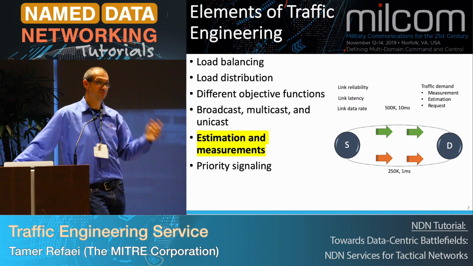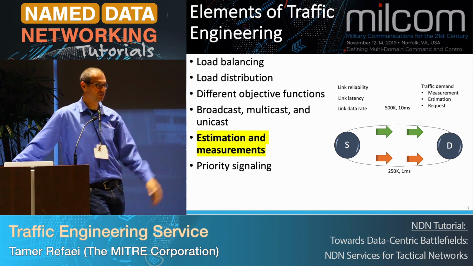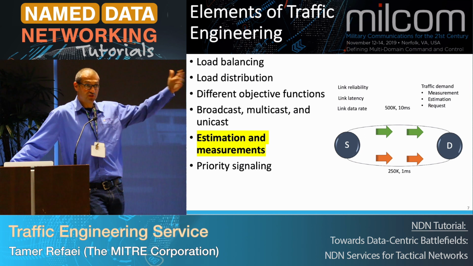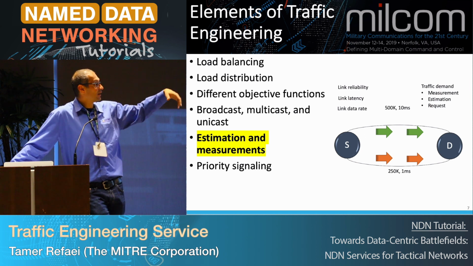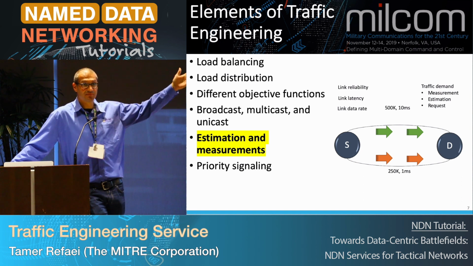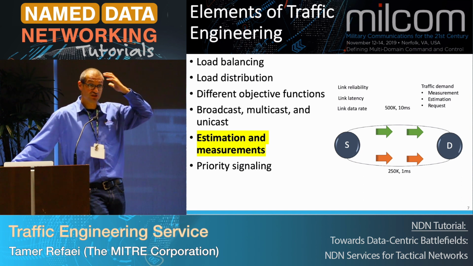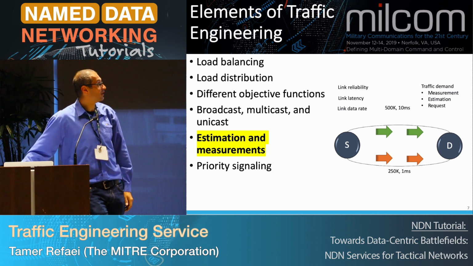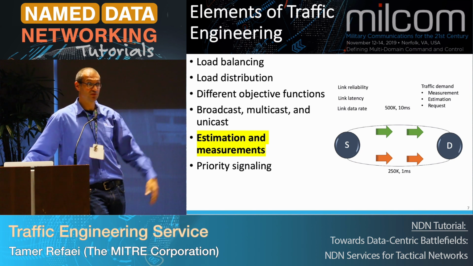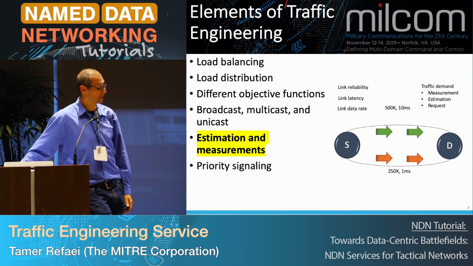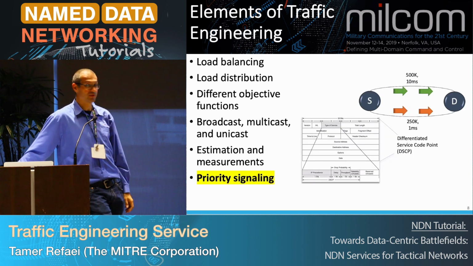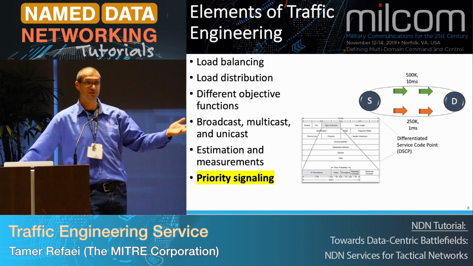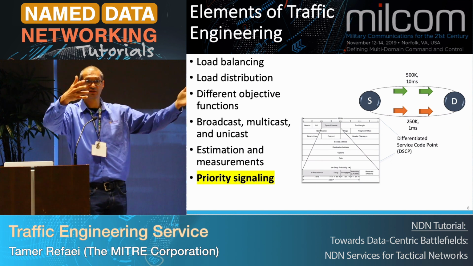Some estimation and measurement. So you need to have an understanding of the resources that you have, the links that you have, what their reliability, latency, and data rate are. You need to have an idea about the demand on the traffic, right? For this flow versus that flow, how much really is being sent. You can do that by measurements, or you can do that by having a reservation-based model. And then there's this notion of priority signaling: how to identify what is important, highest versus middle versus lowest.